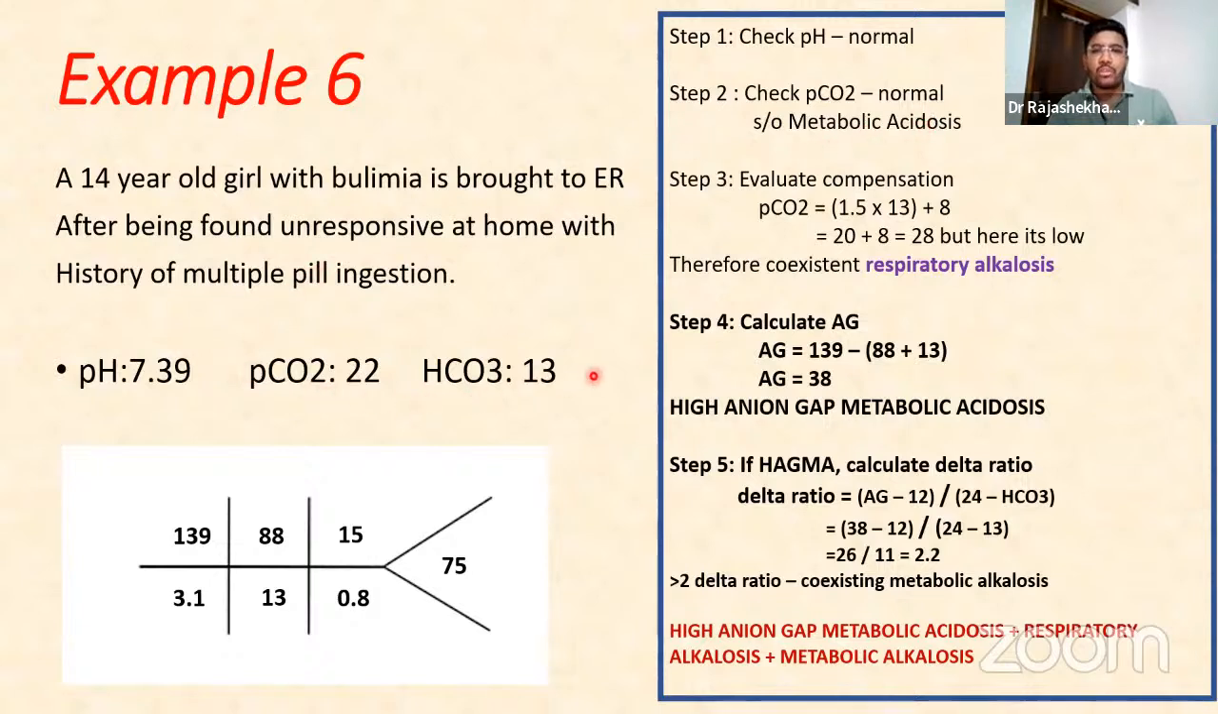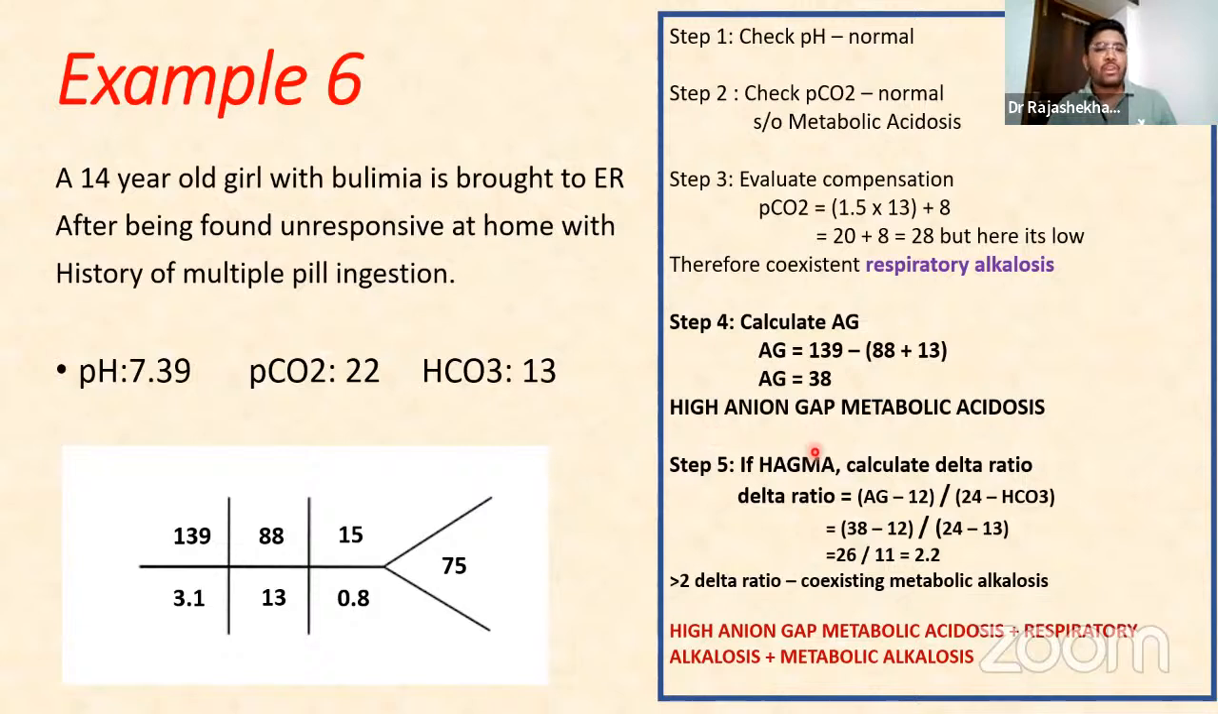If you want to see the compensation, it should be 28, but the PCO2 is less than 28. That means the body is exhaling more PCO2 by hyperventilation. So there is an associated respiratory alkalosis here. Since there is a metabolic acidosis, you have to calculate the anion gap. So the anion gap is 38. It is pretty high. So this is definitely a high anion gap metabolic acidosis.